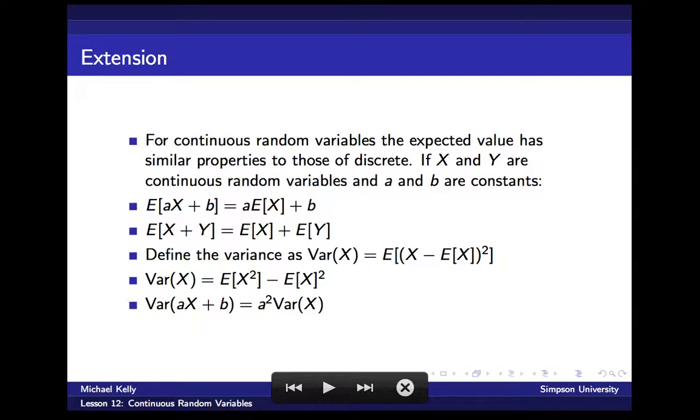Okay, so that's our continuous random variable. It's pretty analogous to the discrete random variable.